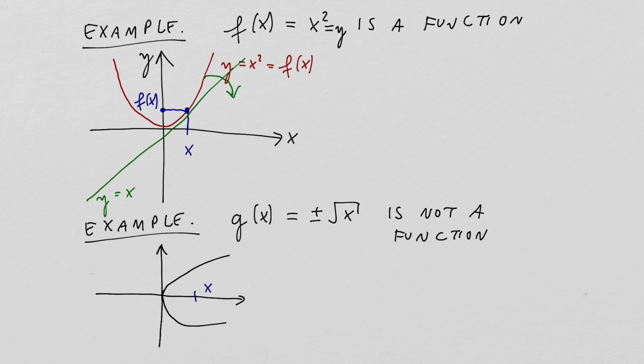And why is it not a function? For each positive x, we would have two values of y here. So we don't know what the value of the function is. Is it this one or is it this one? We don't know. So to make this expression a function, we need to choose. Maybe we choose the plus sign. We need to delete the other half of the graph. Plus square root of x is a function.